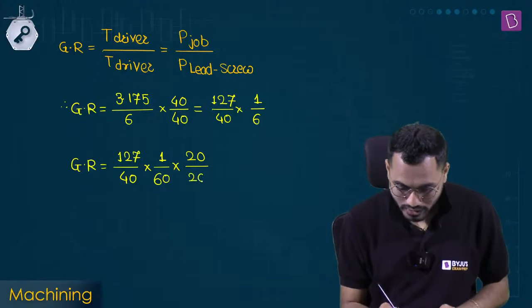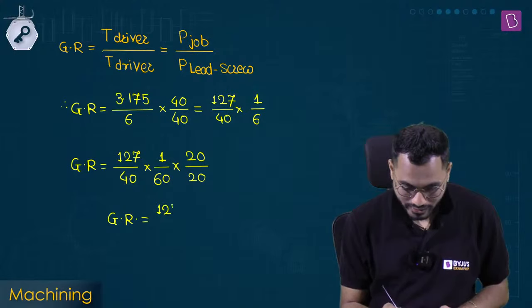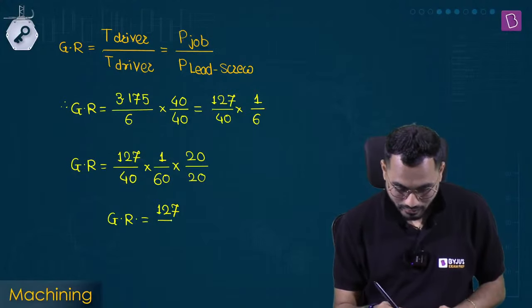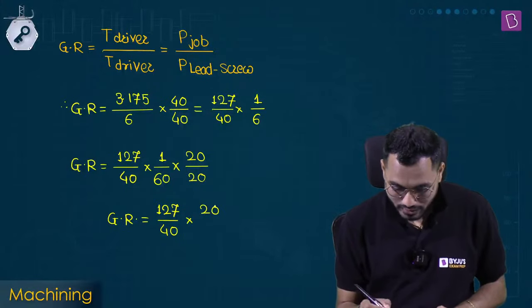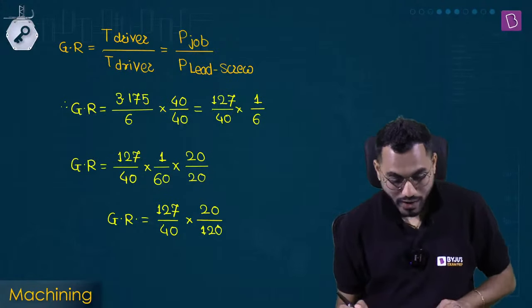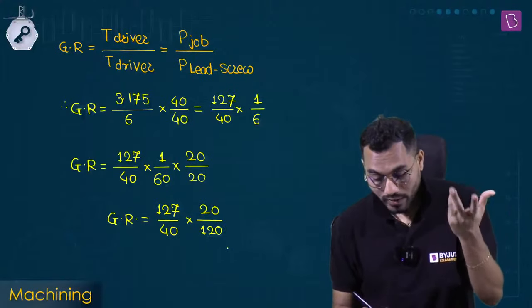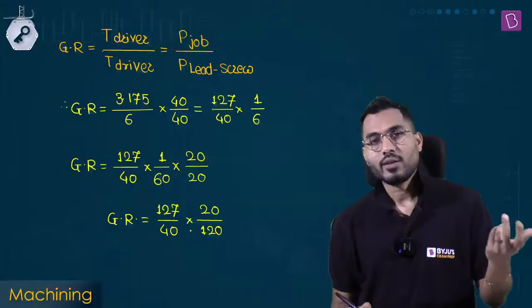Multiply by 20 divided by 20. So once we multiply by 20 and divide by 20, the gear ratio is coming from a compound gear train combination: 127 divided by 40, that is A by B, multiplied by 20 divided by 120. Do I have a gear with 127 teeth? Yes. Do I have a gear with 40 teeth? Yes. Do I have gears with 20 and 120 teeth? Yes. So A by B multiplied by C by D is exactly this.